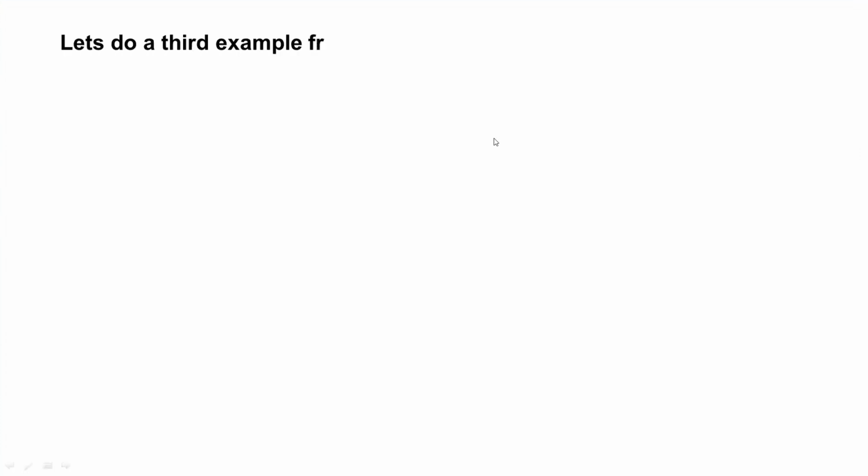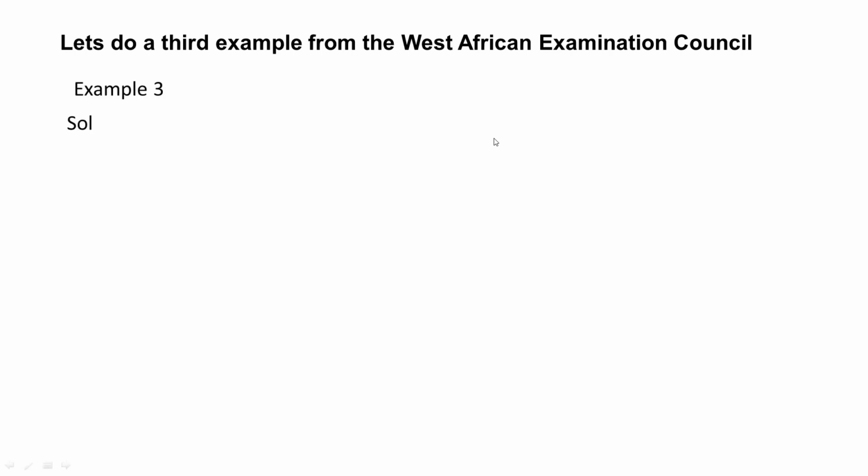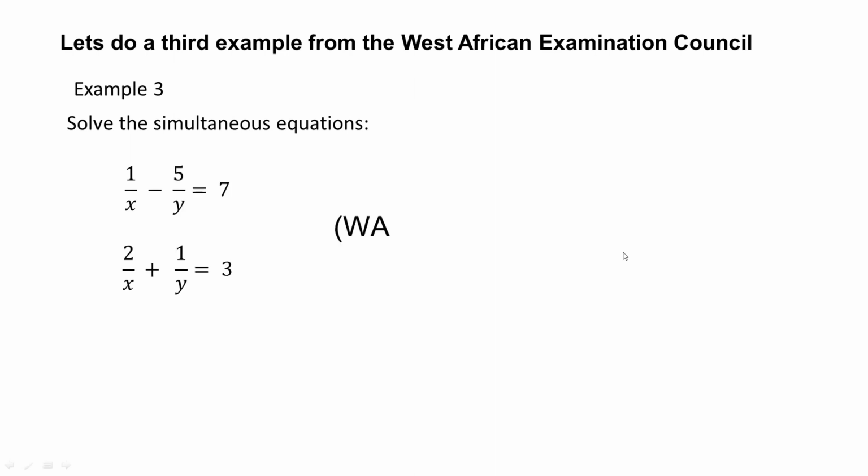Let's do a third example from the West African Examination Council. Example 3, solve the simultaneous equations. 1 over x minus 5 over y equals 7. 2 over x plus 1 over y equals 3.